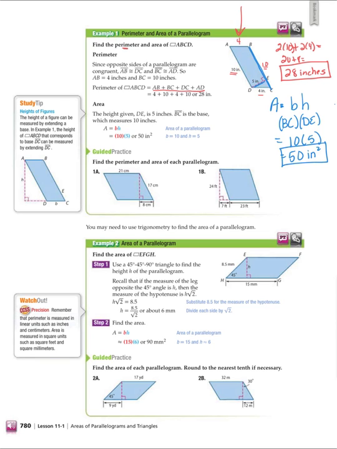So I always label perimeter in straight inches, and I always label my area in square inches. Okay, now something I wanted to note up here.